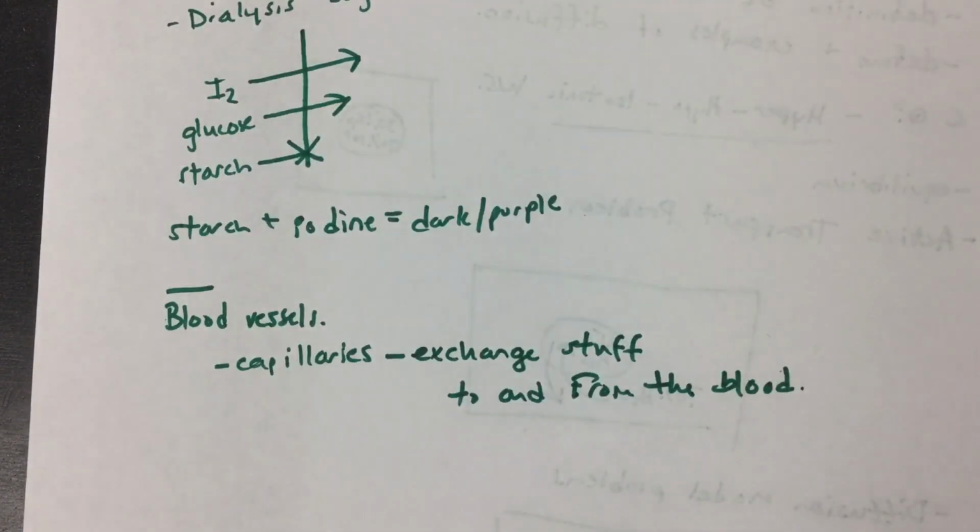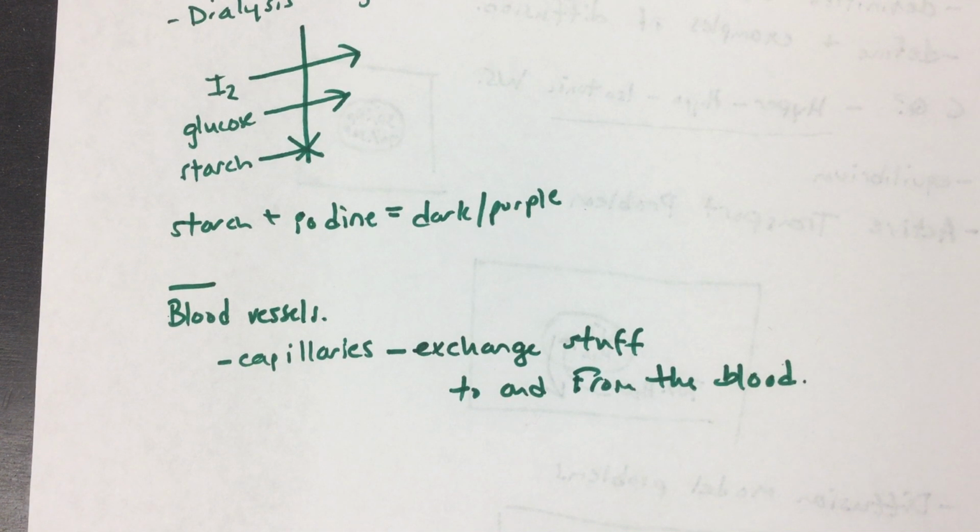Capillaries are super small blood vessels. We did talk about this before you left. They're about the size of one cell thick. And because they're only one cell thick, this is where the stuff gets into and out of the blood. So capillaries, this is where things go into and out of the blood. That's it.